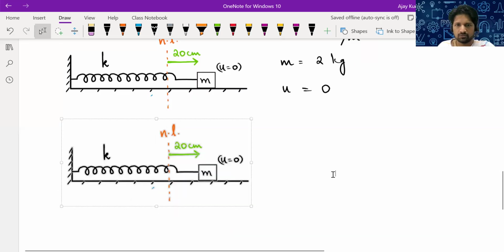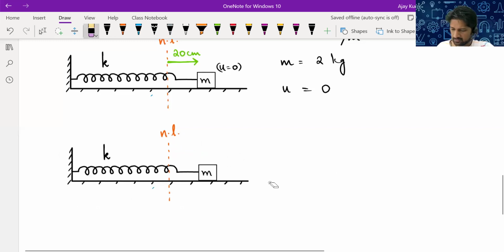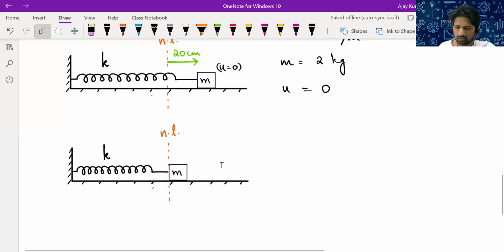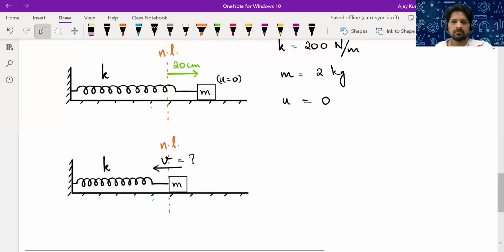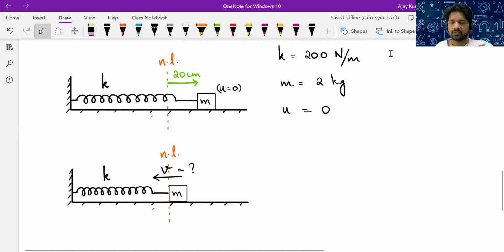We'll discuss different ways to do that, but I want you to try it first. In some time, you know that the spring will come to natural length for the first time. The situation will be like this. By then, the block would have gained some velocity. How to find that out? Think and tell me an approach, all of you. I'll give you 1 minute.